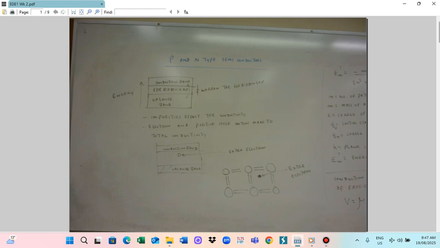This one is the forbidden gap. And that one we just have the valence band. So normally the atoms are structured like this. In the valence band there are electrons. The electrons are prevented by the forbidden gap from going to the conduction band. When the electron goes to the conduction band, it can move freely. So the forbidden band makes the prevention.